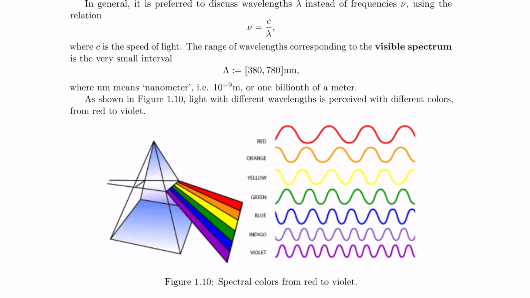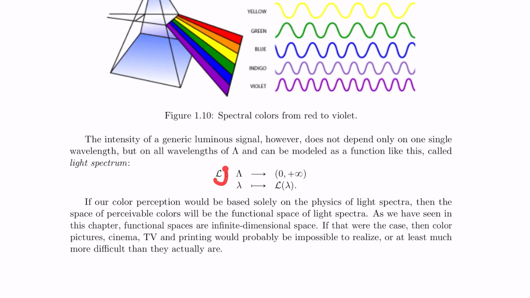However, the intensity of a generic luminous signal doesn't depend only on one single wavelength, but on all the wavelengths of the visual spectrum, and it can be modeled as the following function. The general name used to indicate this function is light spectrum, and the vector space that contains it has infinite dimensions. If human color perception were based only on the physics of light spectra, then color pictures, cinema, TV, and color printing would probably be impossible or at least much more difficult to realize.